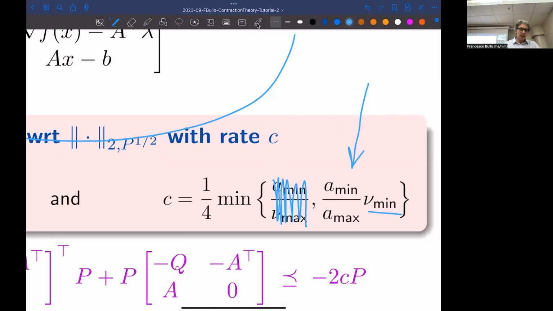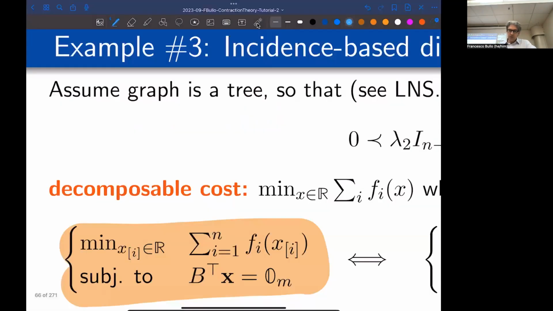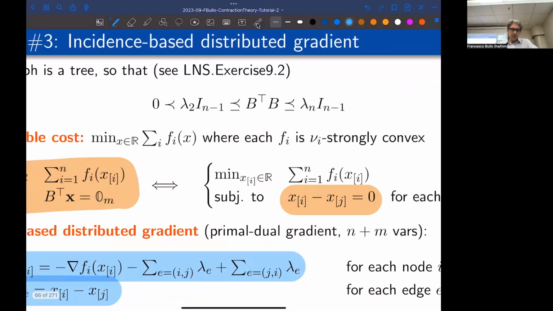All right, so what is A min over A max in the case of the incidence-based optimization? You need to multiply the constraint matrix A, which is equal to B transpose, with itself transpose. So then I obtain B transpose B. Now you go back to your favorite book on algebraic graph theory and network systems. In this case, I'm using my own, but these are known things. It's not novel. B transpose B is equal to the Laplacian matrix for the graph.